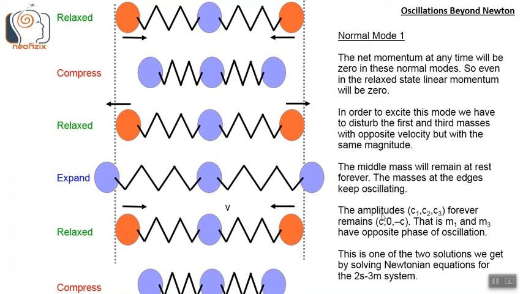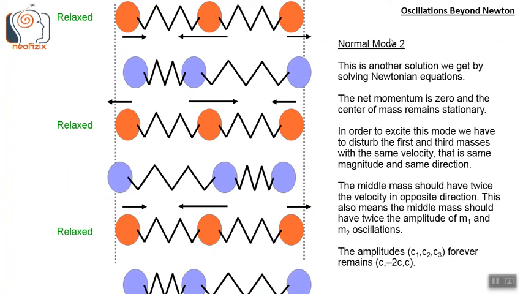So the amplitudes of this motion, C1, C2, C3, forever remain C, 0 and minus C. In this mode, it will never change. It will not switch from this set of amplitudes to another. It remains forever C, 0, minus C. So C and minus C indicate that m1 and m3 have opposite phase, and the 0 for C2 implies that mass 2 is not moving, it is at rest. So this is one of the two solutions we get by solving Newtonian equations for the two spring three mass system.